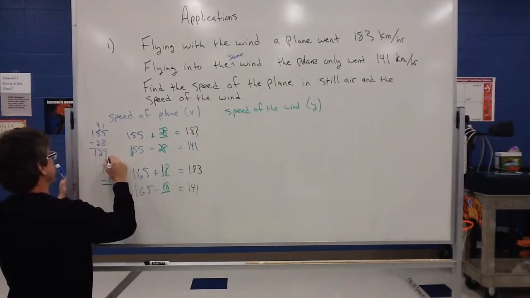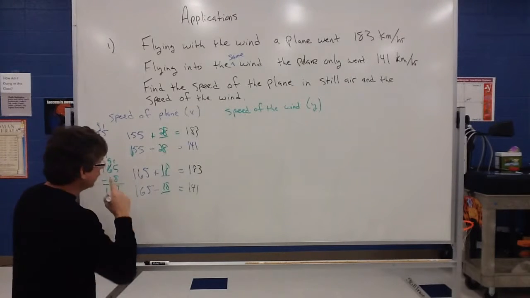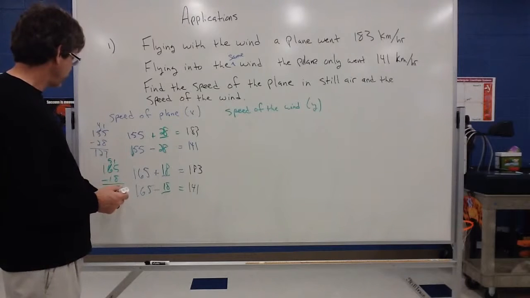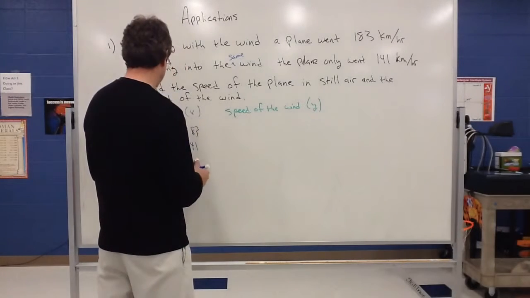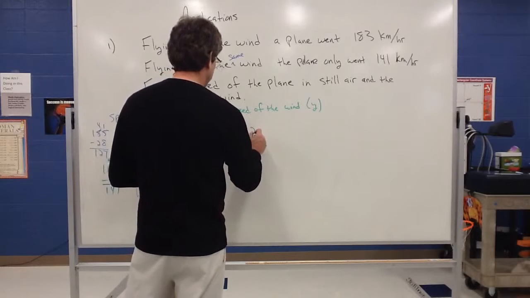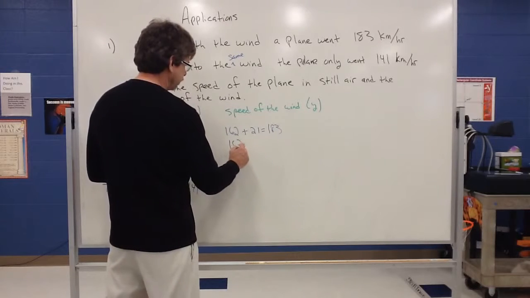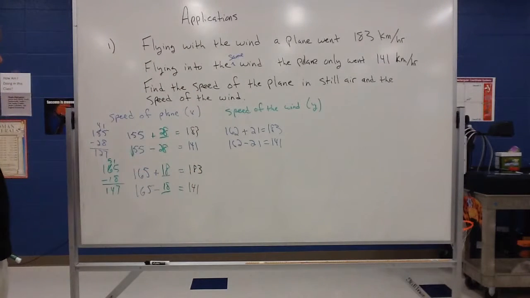Let's see what we got here though. I'm getting 147. Well, that's pretty darn close. It looks like I'm a little bit too high though, so we may want to try about 5 off. Let's maybe go like 162. So if I go 162 plus 21, that does give me 183. Does 162 minus 21 give me 141? 162 minus 21, that does give me 141.